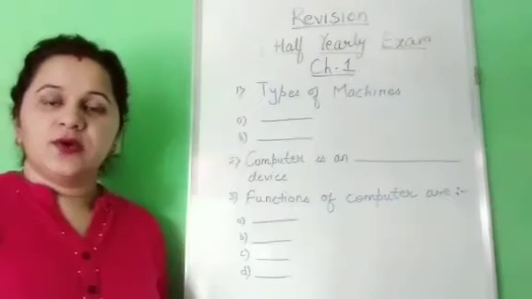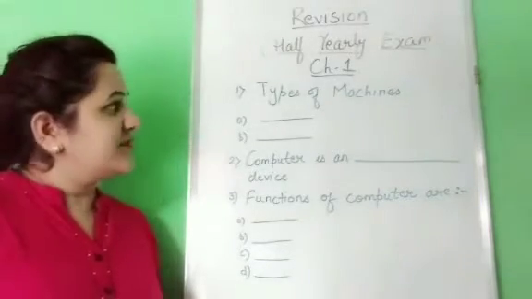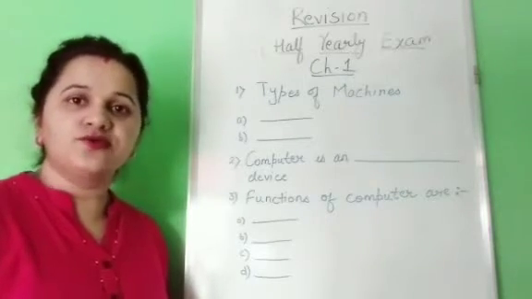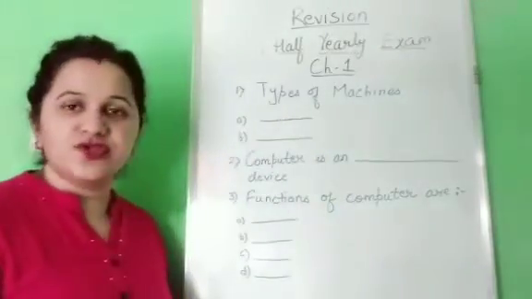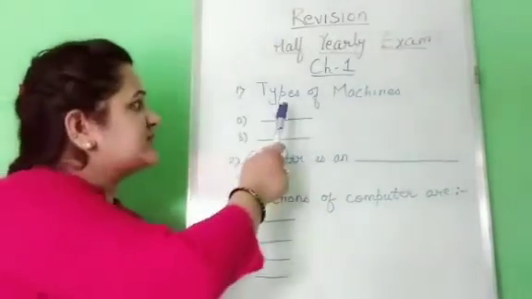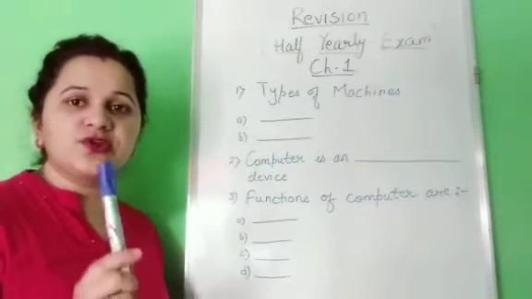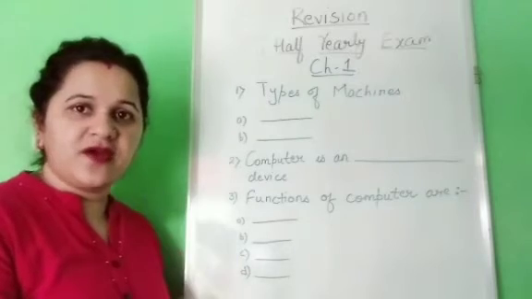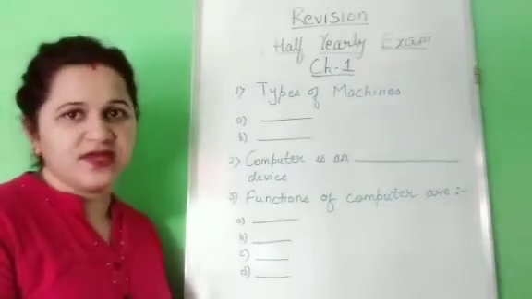Let us start with the first chapter. In this chapter we have studied about machines, and we have discussed 2 types of machines. First question, types of machines. Now children, you have to write down the types of machines here. I am giving you this work on your own. You have to find and then write. Here I am telling you orally, you have to write down the answer in your book.